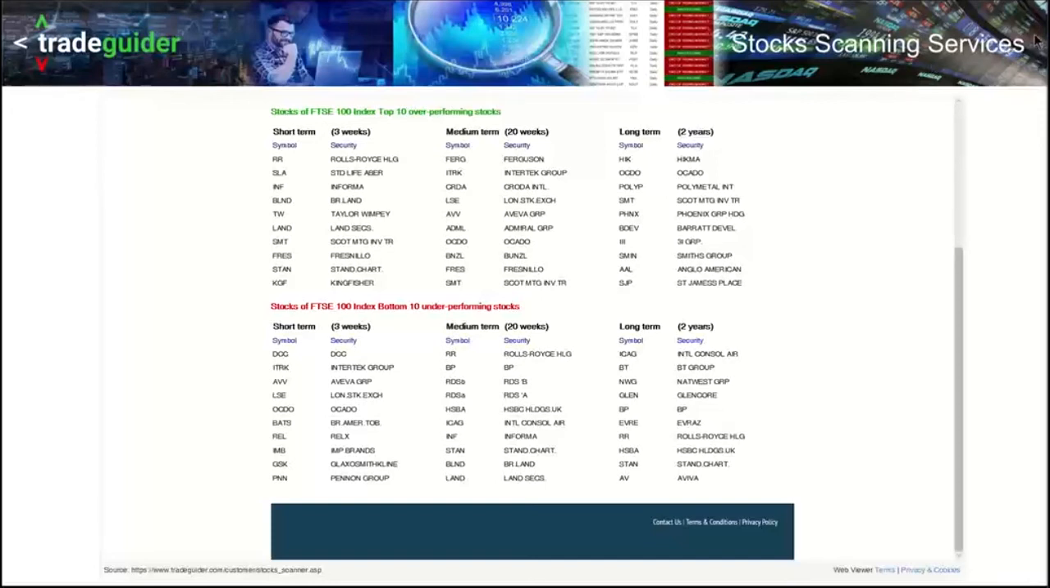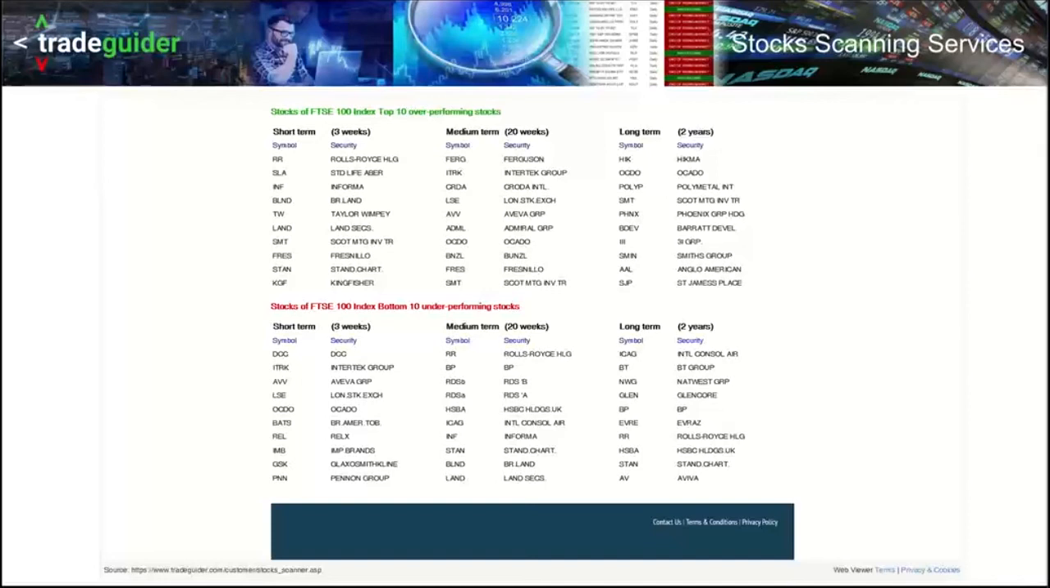Inside of each category, you're getting 3 different scans, 3 different comparisons. The first one is the short term, which is based on the daily charts and covers the period of approximately 3 weeks. You are getting medium term, and this also covers, on a daily chart, approximately 20 weeks. And you are getting the long-term comparison, which covers the period of approximately 2 years.